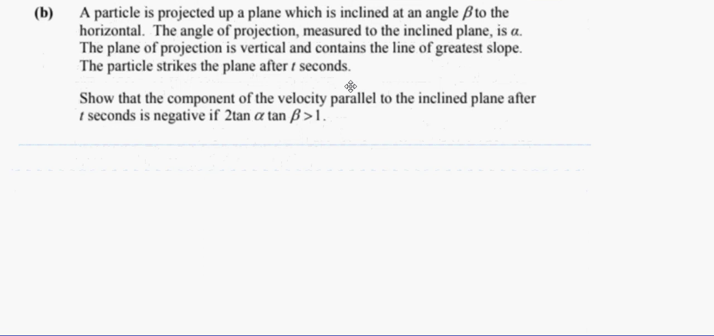Particles projected up the plane which is inclined at an angle beta to the horizontal. Angle of projection measured to the inclined plane is alpha. The plane of projection is vertical and contains the line of greatest slope. Alright, the grass is green, the sky is blue is what that says. The particle strikes the plane after t seconds. Show that the component of the velocity parallel to the inclined plane after t seconds is negative if tan alpha and tan beta is greater than 1.